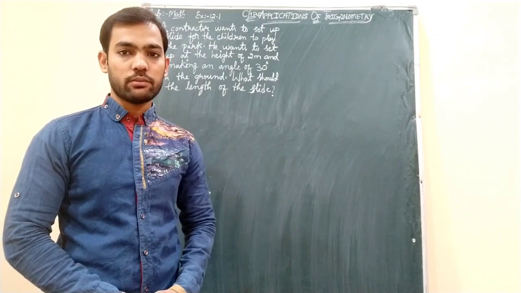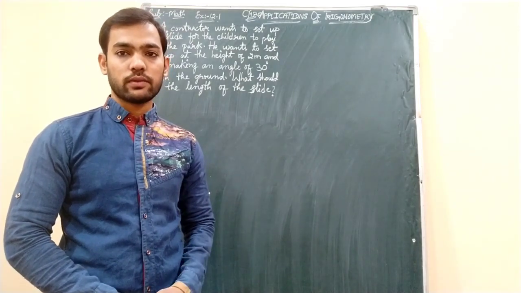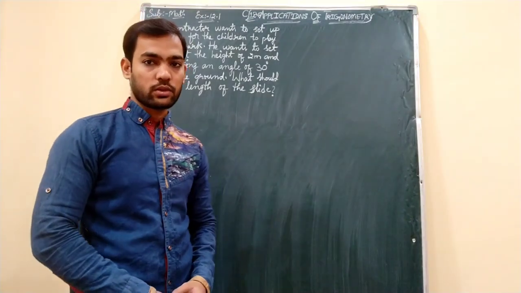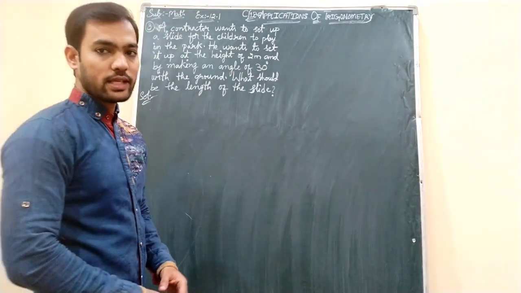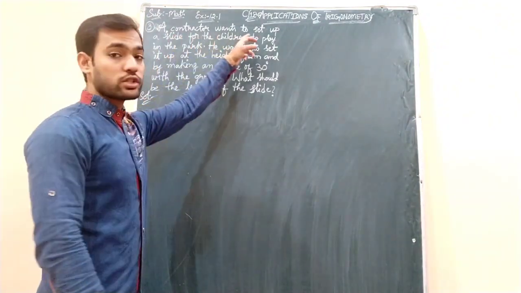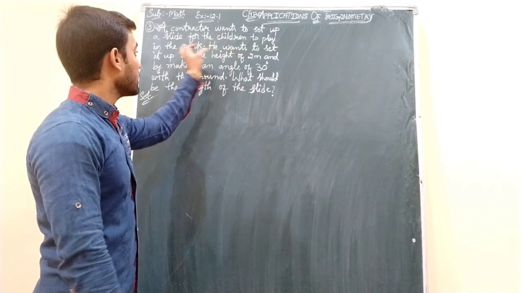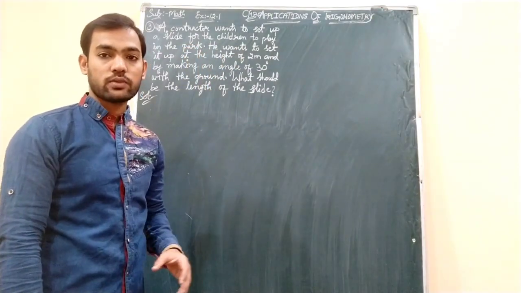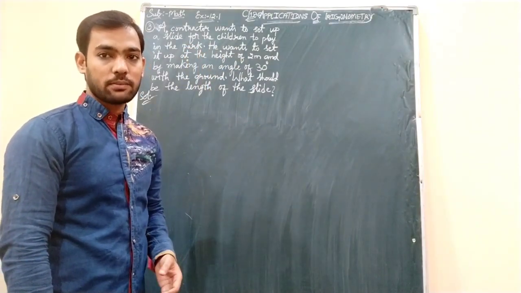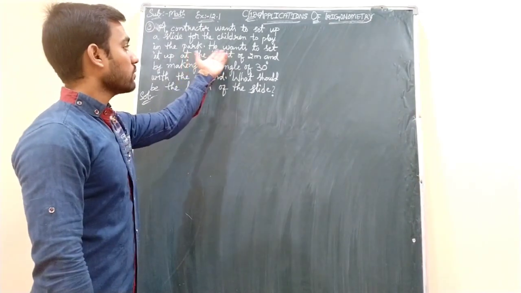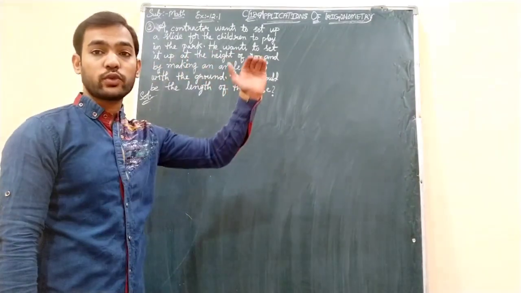Now proceeding to question number 3, that is a bit different when compared to question number 1 and question number 2. Okay. So question number 3 says that a contractor wants to set up a slide for the children to play in the park. The contractor is wanting to set up a slide in the park for the children, and he wants to set it up at a height of 2 meter.